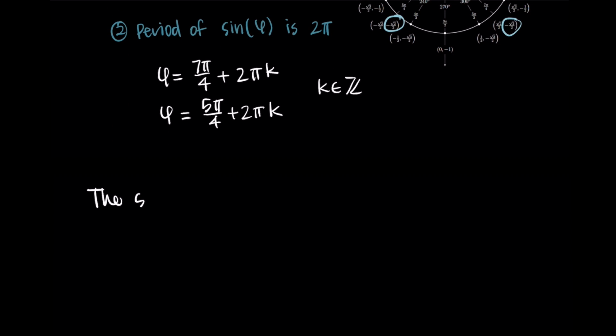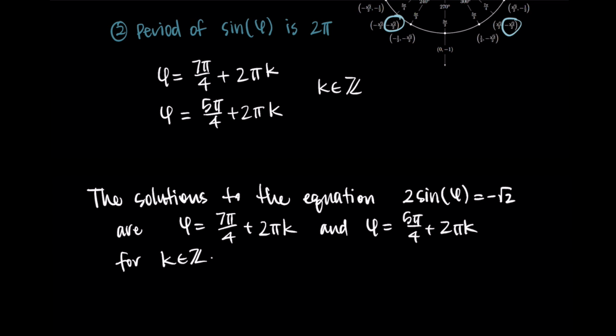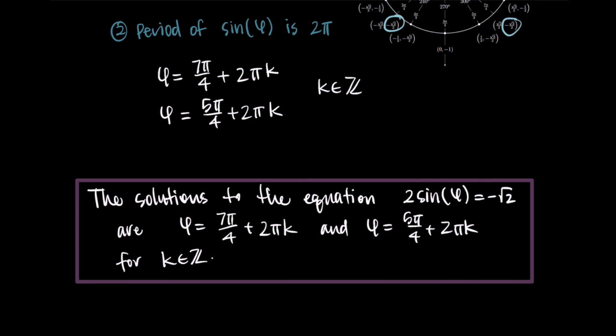So we can write our final statement as our answer to the question, which says the solutions to the equation 2 sine of phi equals negative square root of 2 are phi equals 7 pi over 4 plus 2 pi k, and phi equals 5 pi over 4 plus 2 pi k, and that's for k is an integer. And there we go. So we followed our steps, we started with our equation, we isolated the trig function, we used the unit circle or the inverse trig function to find our solutions, and then we added the period. So not too bad, we followed those same steps, and we're going to do that in all of these examples.